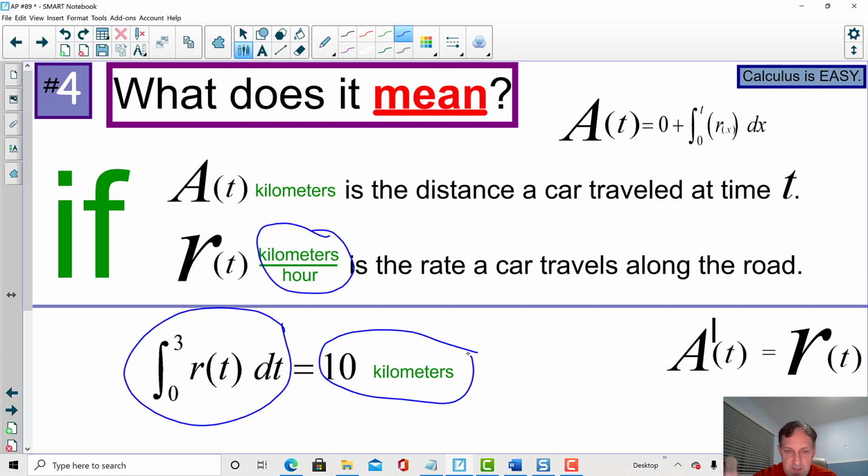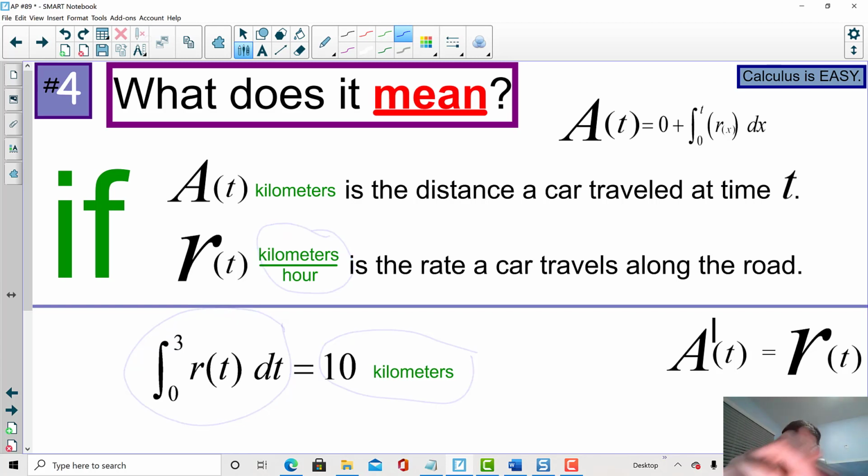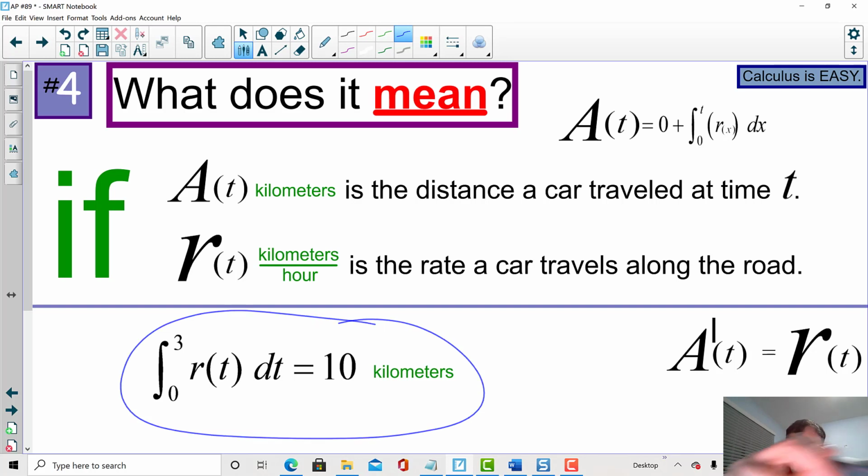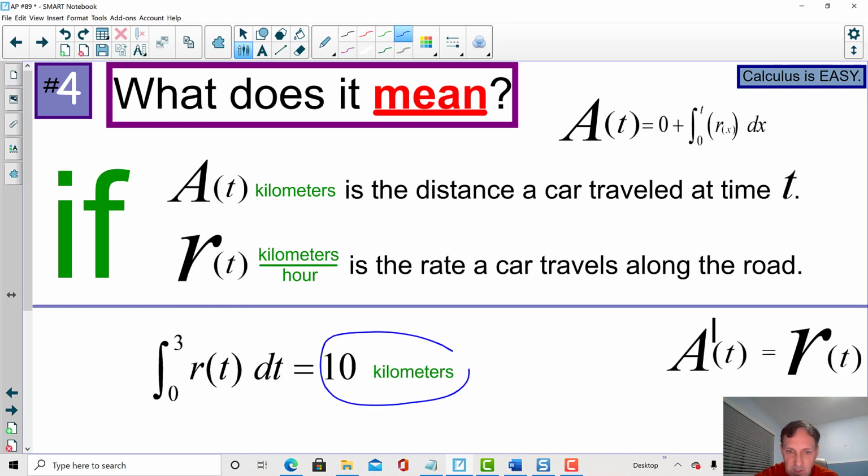You don't know that it's 10 kilometers for the answer. You have to plug it in a calculator, and you'll get 10 with your calculator, and you have to know that the units are kilometers. But again, if you pay attention to the units, when you do the integral of r, it's going to cancel one of the units of time from the bottom. And so that's how we know that the units for this is kilometers. And if we know that the units are kilometers, that kind of tells you what the meaning of this thing is. It means that you traveled 10 kilometers, and it would be during this time interval.